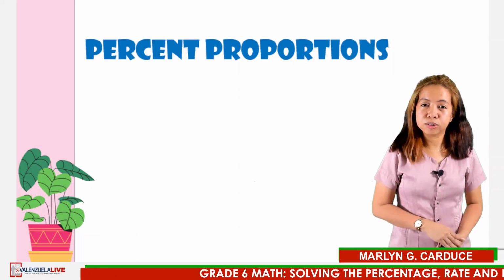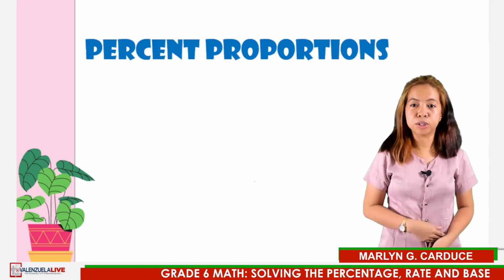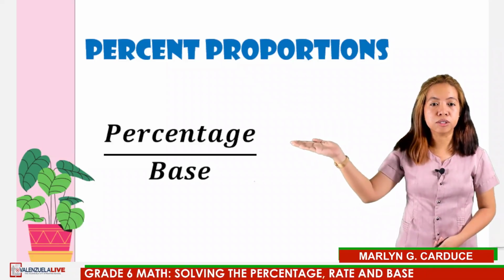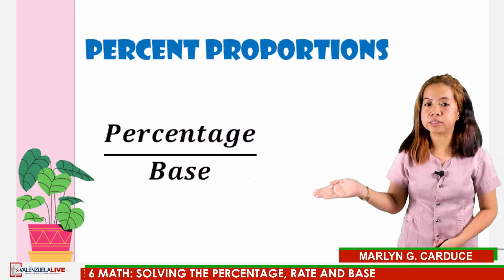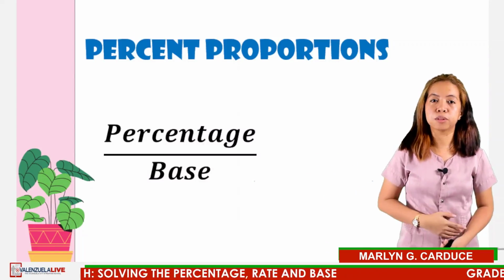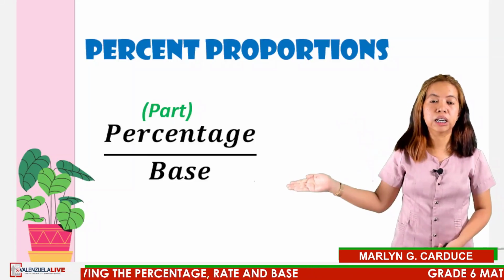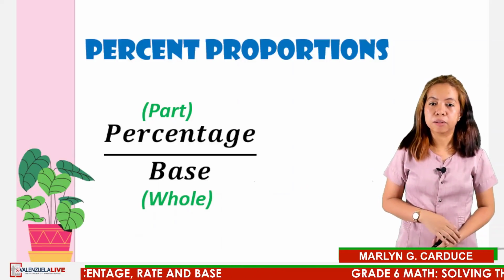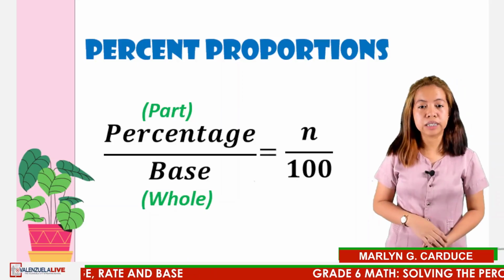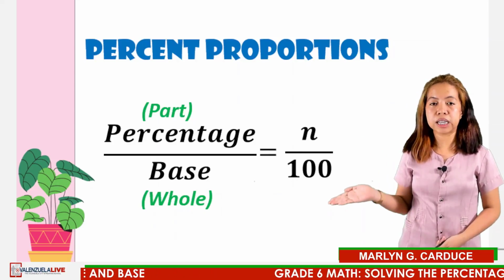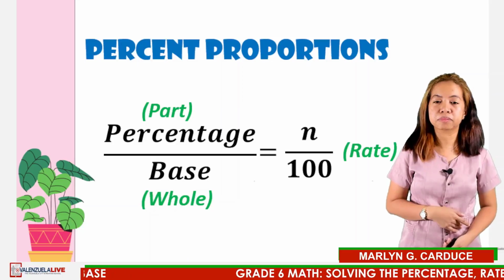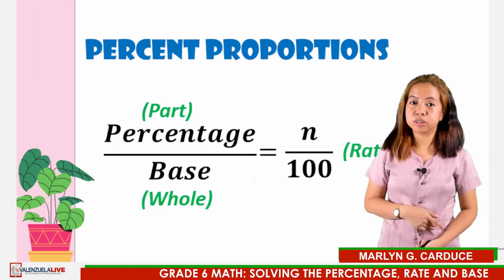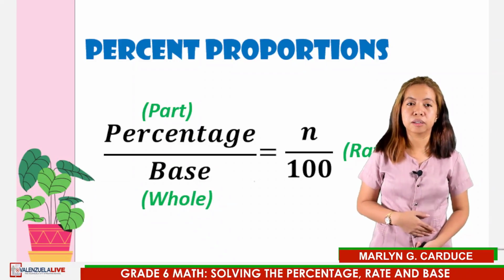You may also solve for the rate, percentage, and the base using a proportion. One of the ratios in this proportion is always a comparison of two numbers called the percentage and the base, wherein the percentage is the part of the whole and the base is the whole of something. And the other ratio is known as the rate, which is a fraction with a denominator of 100. Let us solve some problems involving finding the percentage, rate, and the base.